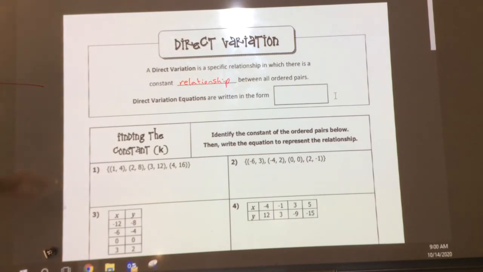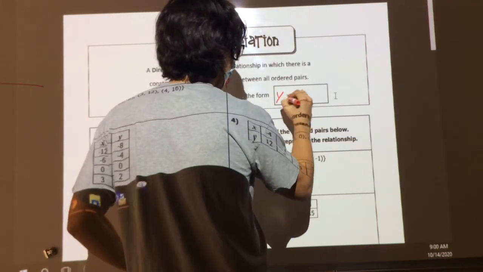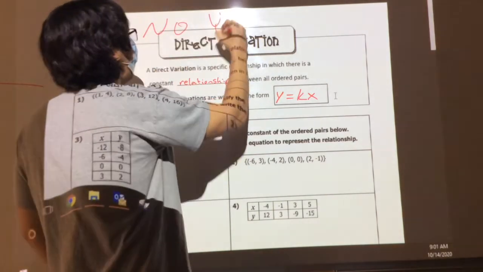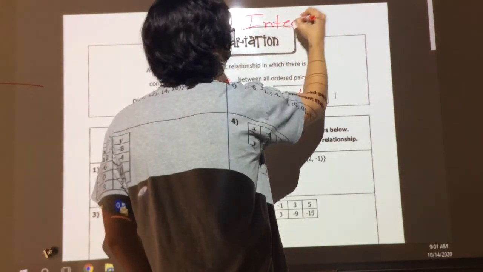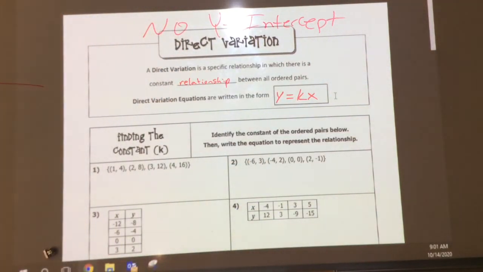Okay? So the question is, how do we find the constant? Direct variation equations are written in the form of y equals kx. So once again, the biggest takeaway with direct variation is there is no y-intercept. This is a proportional relationship with no y-intercept. If there's no y-intercept, what does that mean about every single line I'm going to have? What's it going to go through? The origin. Every single line that we were talking about will always go through the origin.